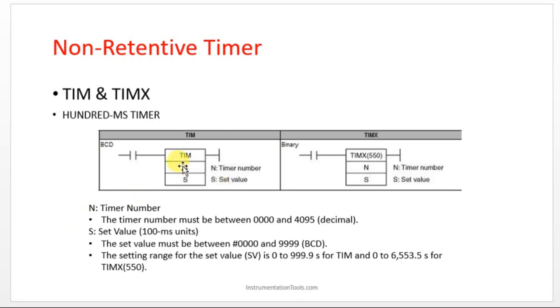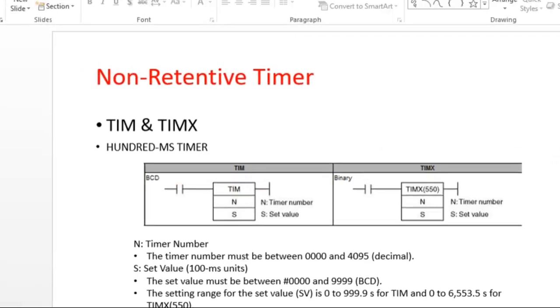Here N tells that it is the timer number. The timer number starts from 0000 to 4095, right? And S is the set value. Here you give how long your timer has to run, the time duration. For the BCD type timer you have one range, and for the binary type timer you have another range. Look at this. So let's see how to use this timer in CX Programmer.